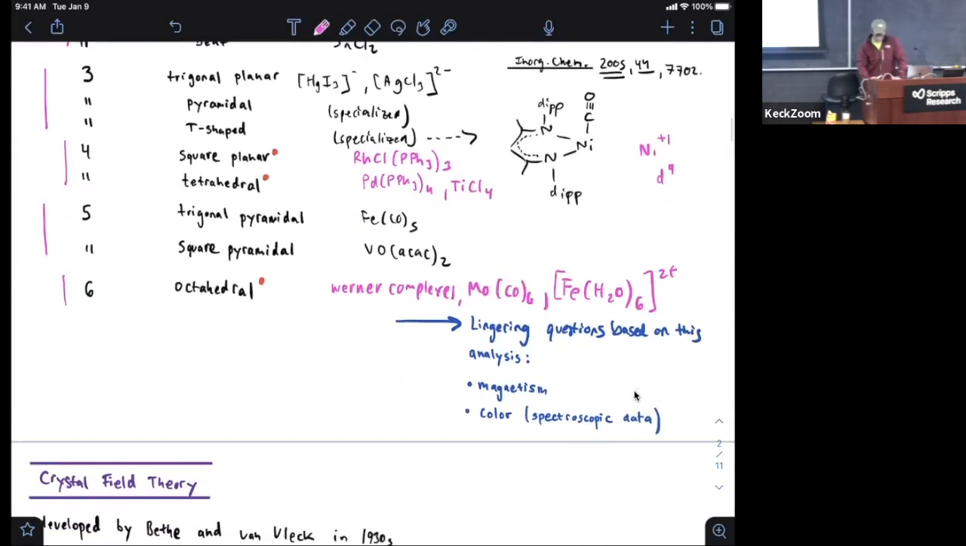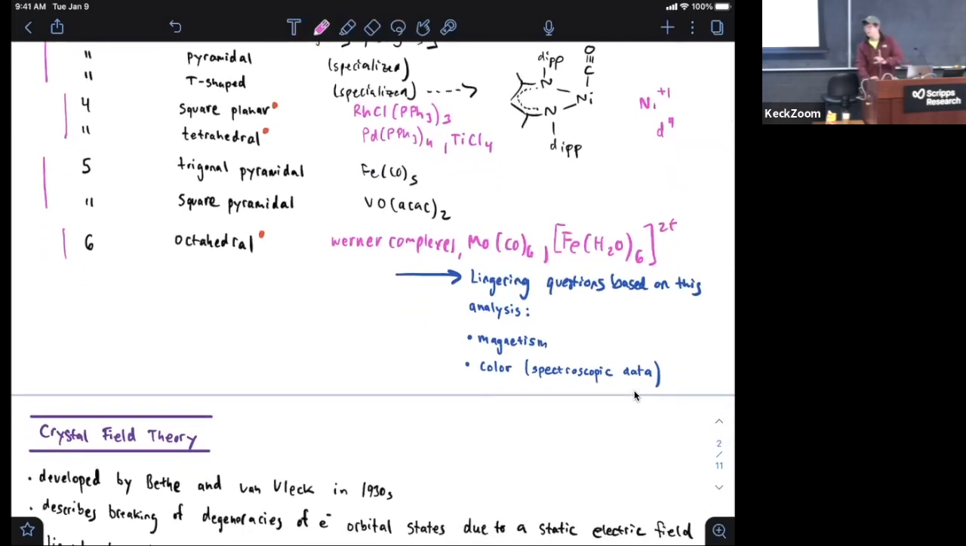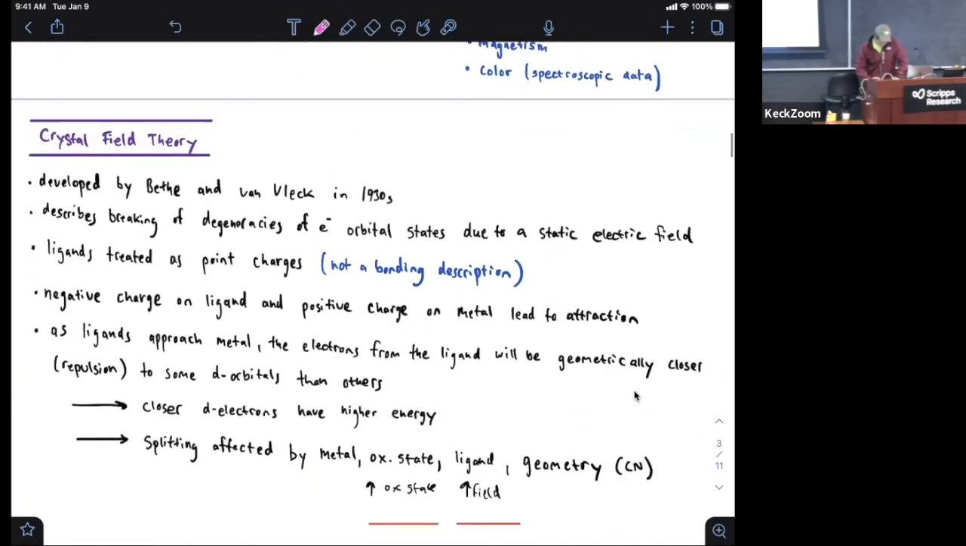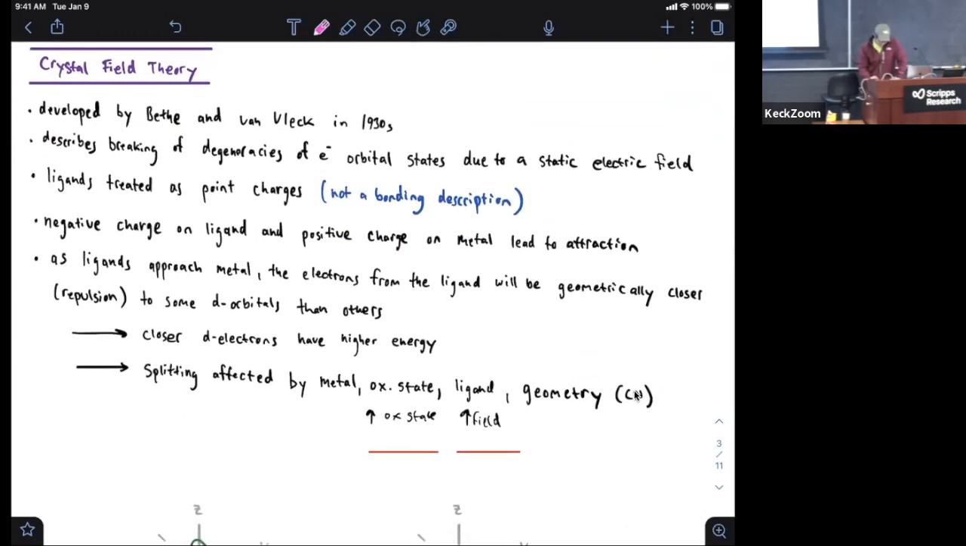VSEPR cannot account for why organometallic complexes exhibit magnetism or why they're colored. And so there was a need for a more powerful theory that can inform not just on three-dimensional structure, but also on valence electronic structure. The first one to come online that answered a lot of these lingering questions was called crystal field theory, developed in the 1930s. If you think about the timeline and the history of organometallic chemistry, you'll note that the development of crystal field theory actually precedes the discovery of some of the most important complexes in organometallic chemistry history.